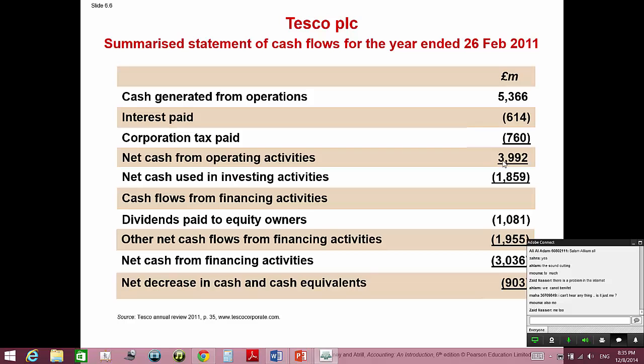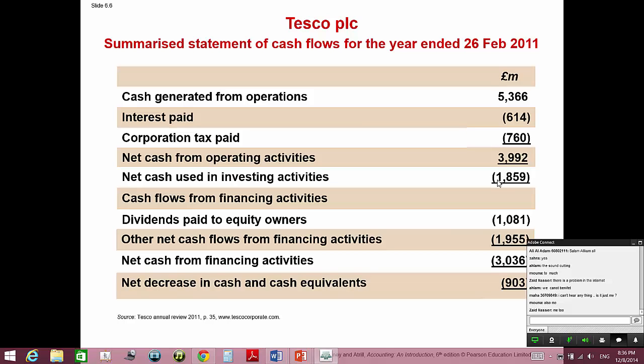And the net cash used in investing activities, this is the cash flow from investing activities, and as you can see here, it is negative also. That means we need to deduct this amount, the cash flow from investing activities, from the cash flow from operating activities.